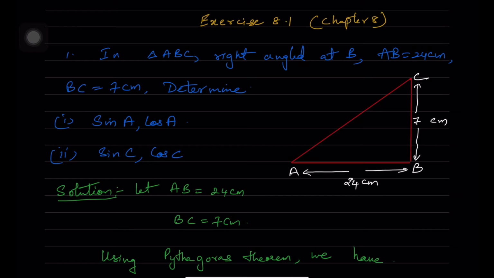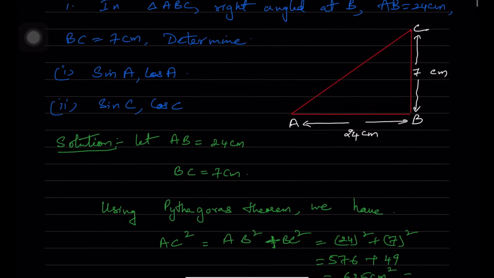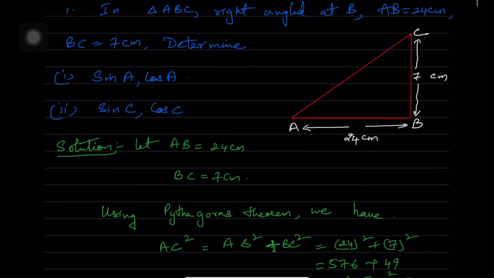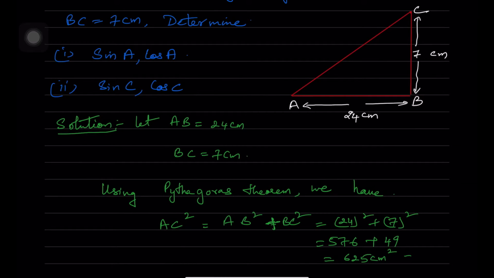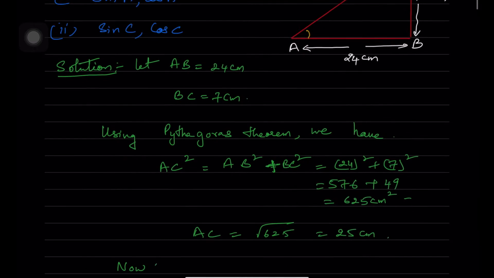AB is given and BC is given. From this figure we can see what information is given to us, and we have to determine sin A and cos A. So it is with respect to this angle A, this angle we have to find out. Now let AB be equal to 24 centimeters and BC equal to 7 centimeters.